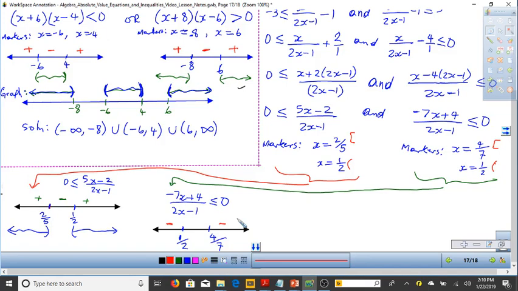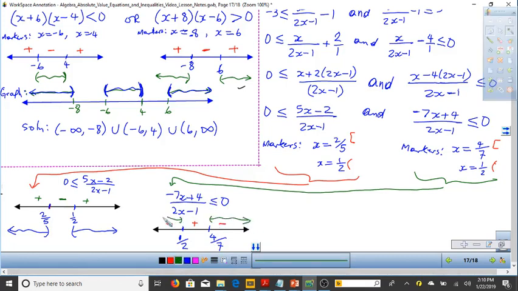So I do -7 multiplied by 0.53, then plus 4. That gives me a positive 0.29, and 2 multiplied by 0.53 minus 1 gives me a positive 0.06. So we have a positive divided by a positive, and this says we want the negative regions. So I'm talking about the regions to the right of 4/7 and to the left of half.